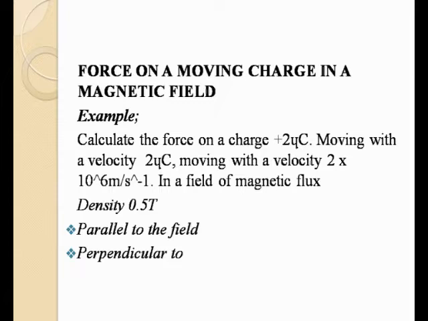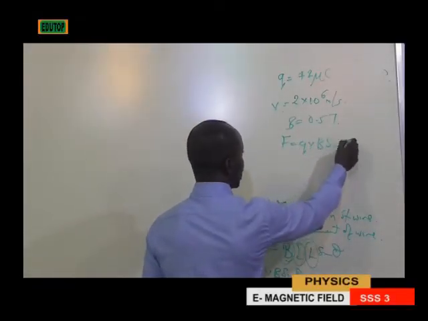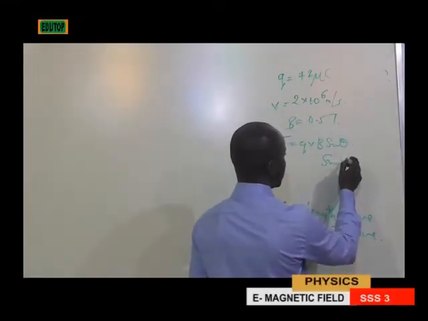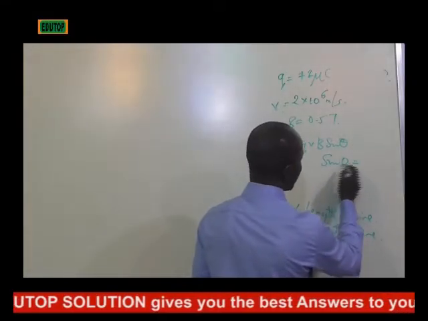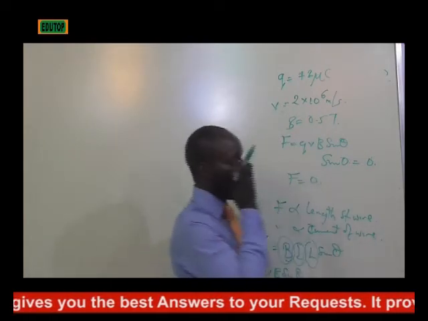Then calculate the force on the charge. So we are looking at F, which equals QVB sine theta. Now look at those two statements. Number one, when it is parallel to the field, your theta is 0, so this will be sine 0, and the force will be 0. Hope you are getting it now.